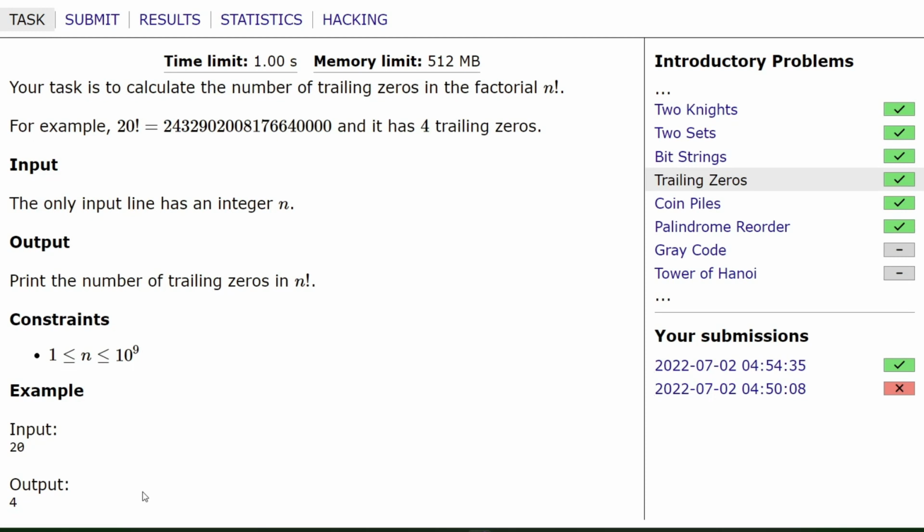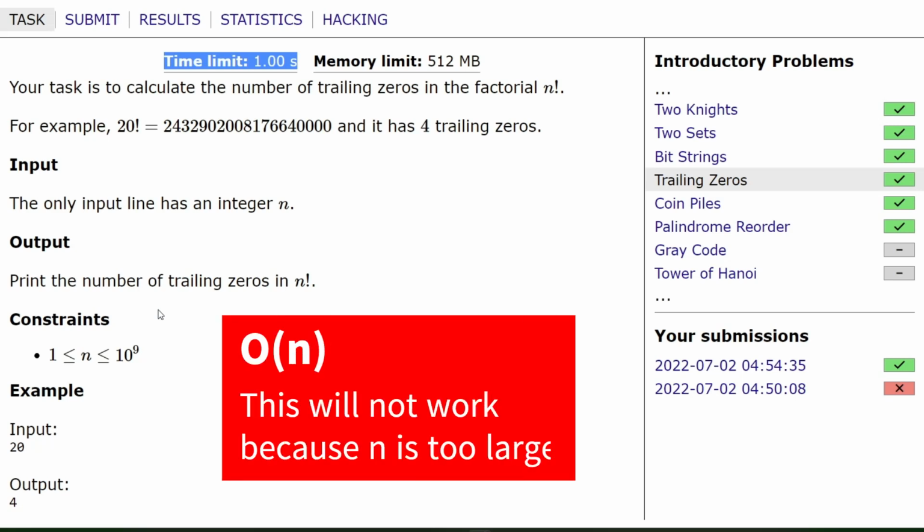So a naive solution here, which is always going to be correct, but will not make it through this time limit here of 1 second, is to actually calculate the n factorial number, and then just simply count how many zeros we have at the end of the number, right? So this solution will have a linear complexity, O(n) complexity essentially, okay? But with n being up until 1 billion, we're not gonna pass the time limit here.